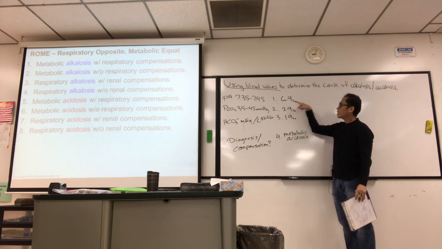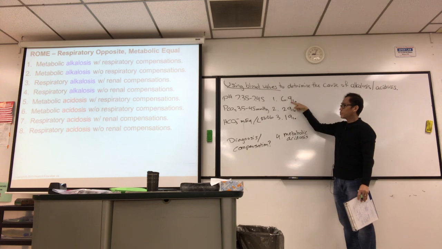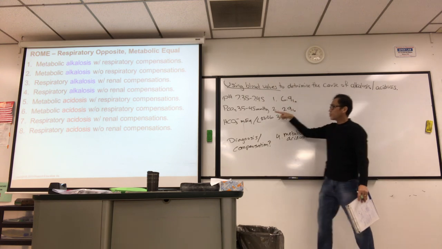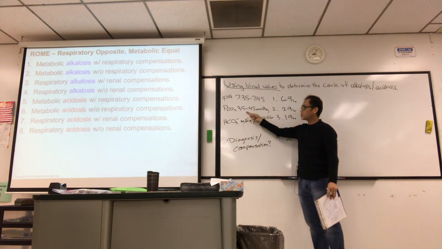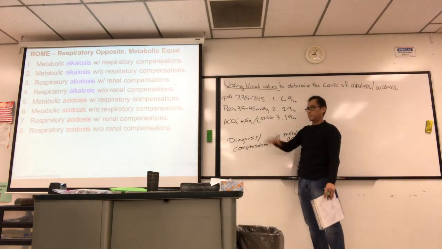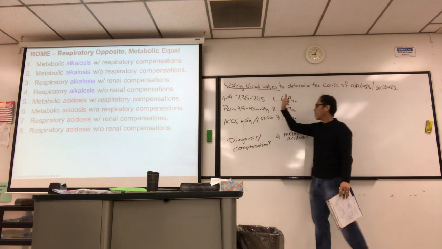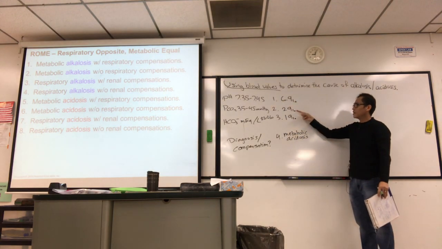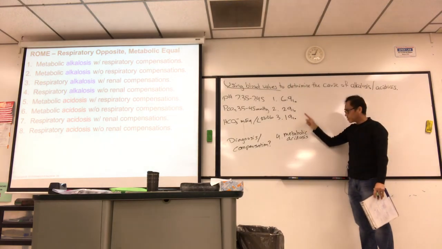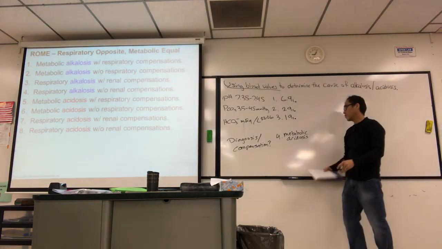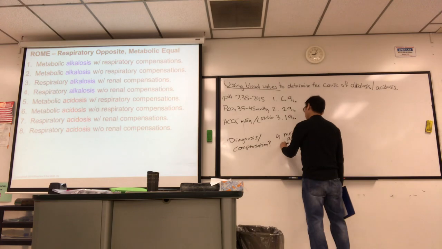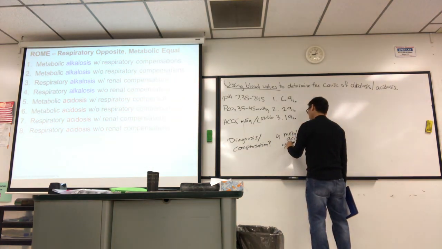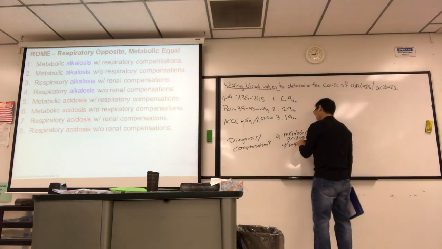The problem is the blood is too acidic. So it's like, let's breathe off as much CO2 as we can to help bring the pH back up. So what you're saying is, yes, there's respiratory compensation. So the complete answer is metabolic acidosis with respiratory compensation.